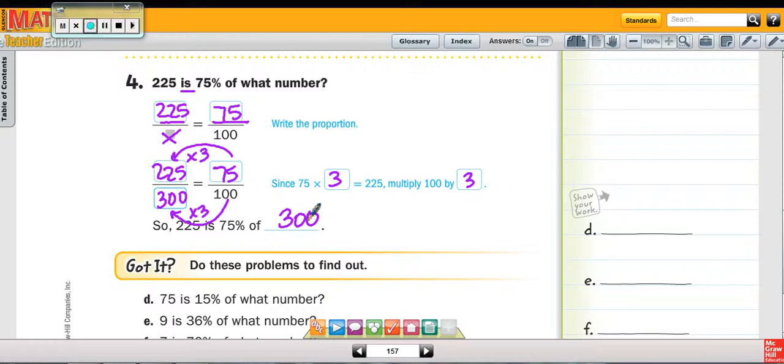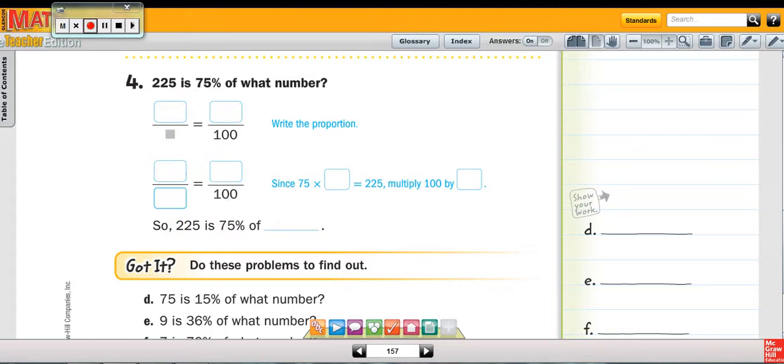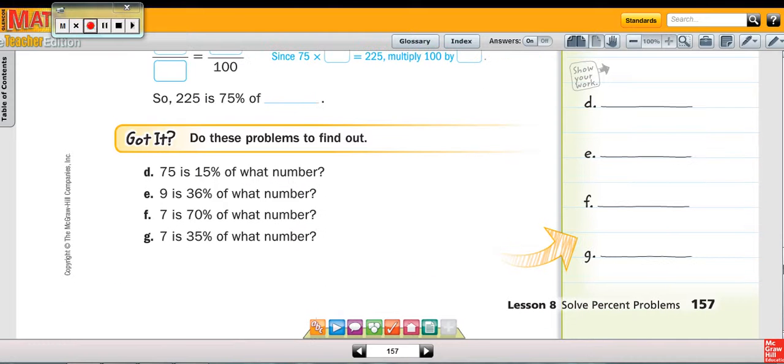Yeah. Now, is it always going to be the part that's missing? No, sometimes it'll be the whole. I want you to go ahead and pause and take a minute to do these got it problems here, and then we'll check back. Go.